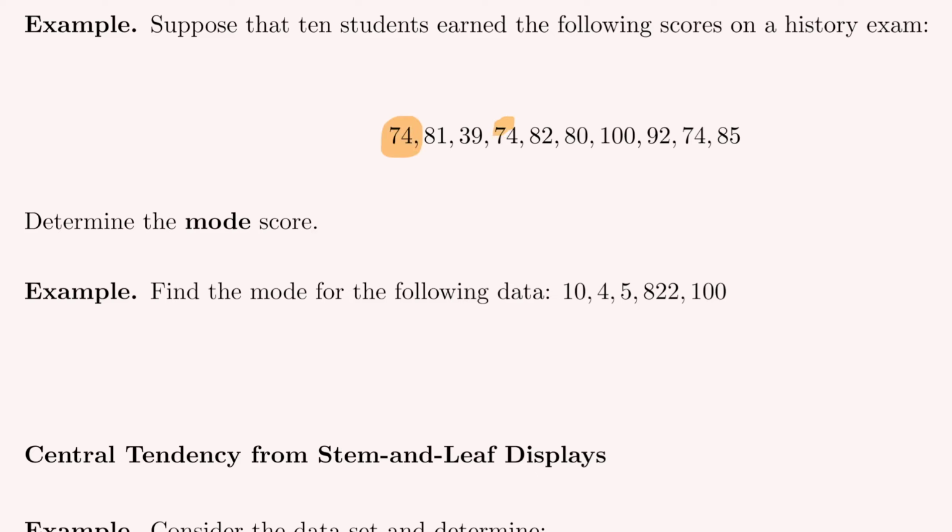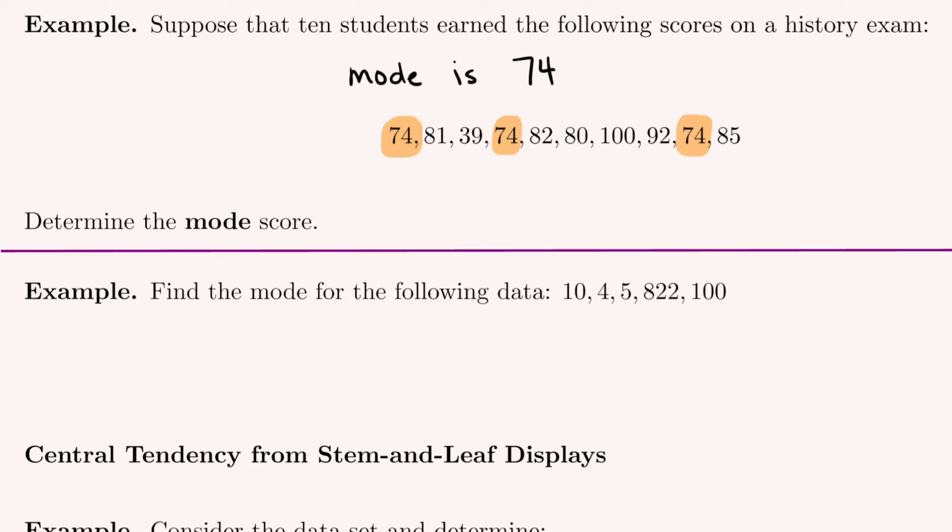We see that 74 repeats itself 3 times. And the remaining items are 81, 39, 82, 80, 100, 92, 85. None of the remaining entries repeat themselves. So in this case, our mode is 74 because it's the most commonly occurring data entry. So there is one mode in this example.